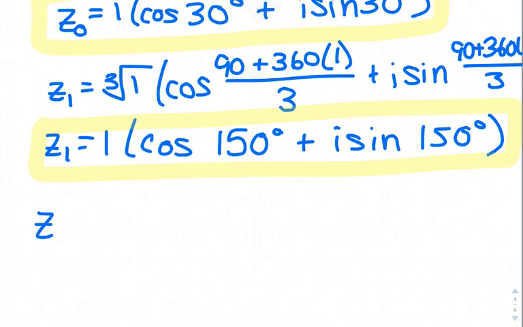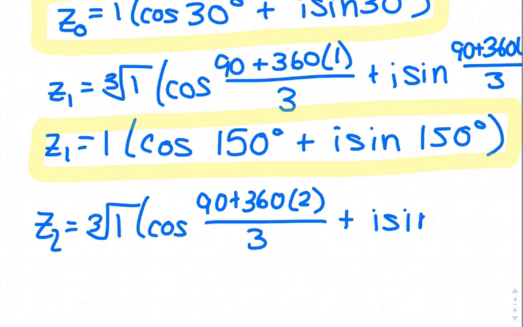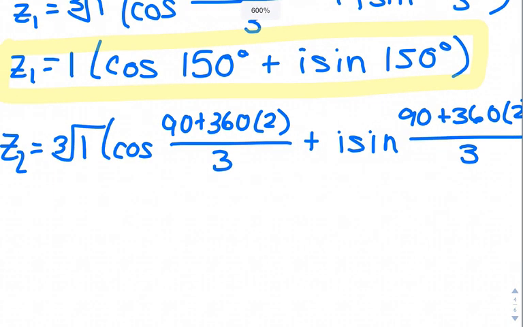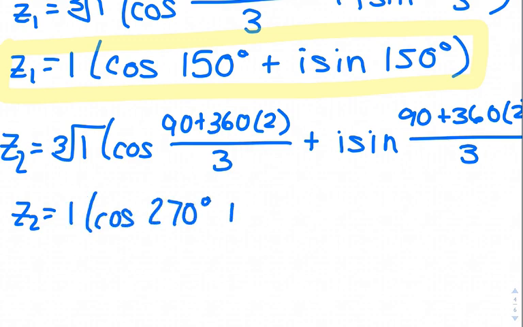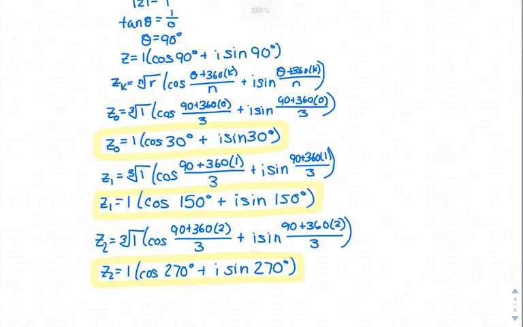So z2 now is cube root of 1 cosine of (90 plus 360 times 2 divided by 3) plus i sine of (90 plus 360 times 2 divided by 3). So when you simplify that, z2 would be 1 cosine 270 degrees plus i sine 270 degrees. And therefore, that is my third answer. So you have 3 more to try of that kind, and then we're going to move on to vectors.